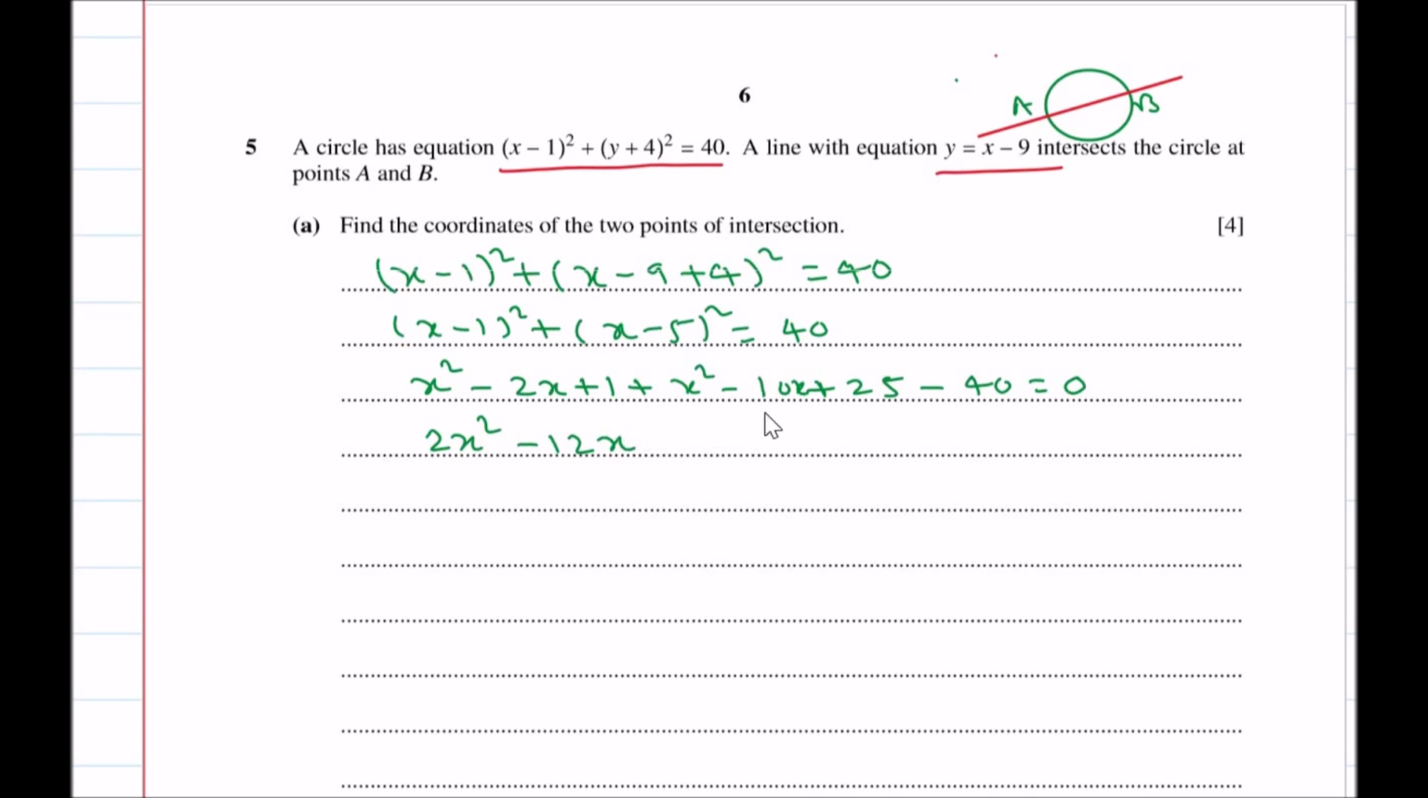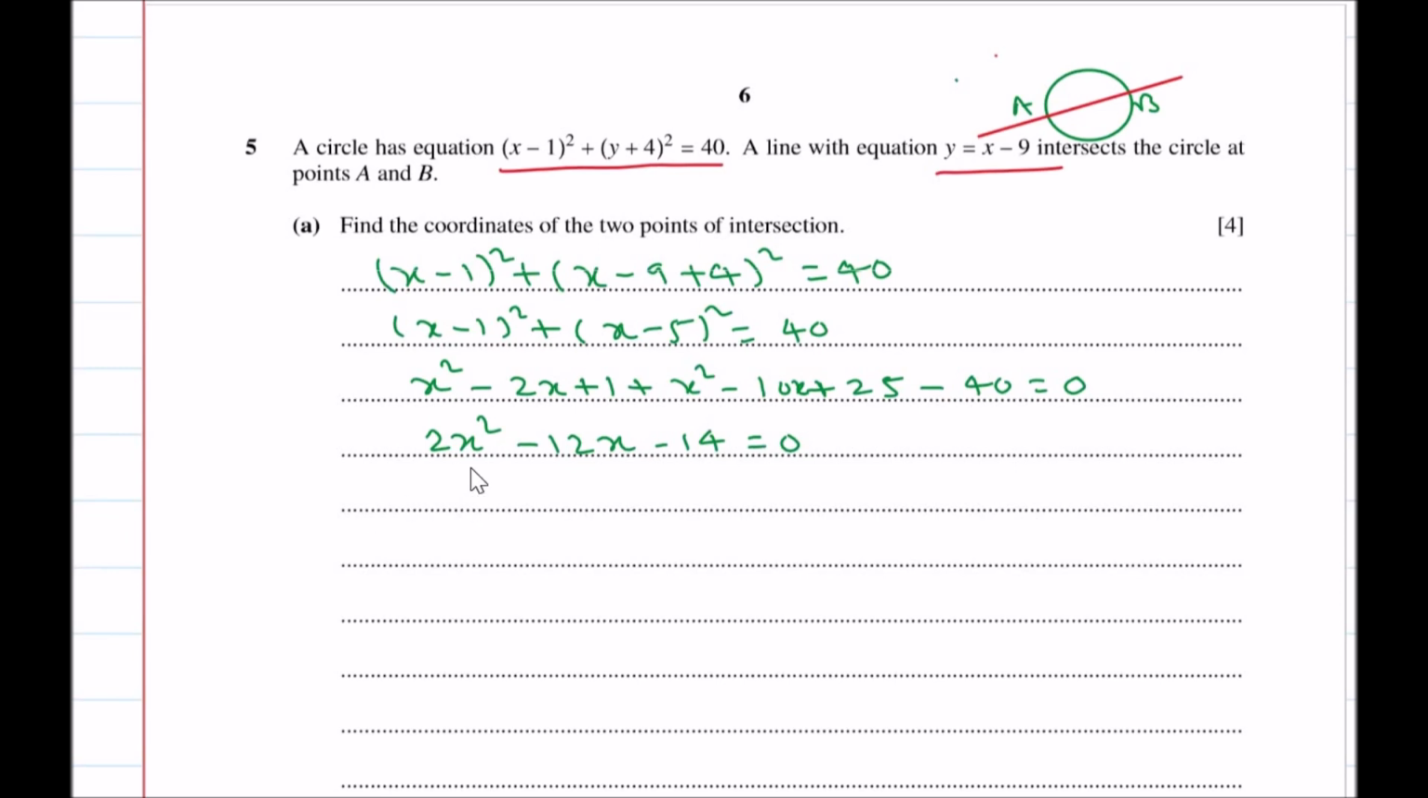Okay. And 1 plus 25 is 26. 26 minus 40, that is minus 14, equal to 0. Now we can factorize this. If you are comfortable with factorization, you can factorize or you can use the quadratic formula. Both ways we can solve.